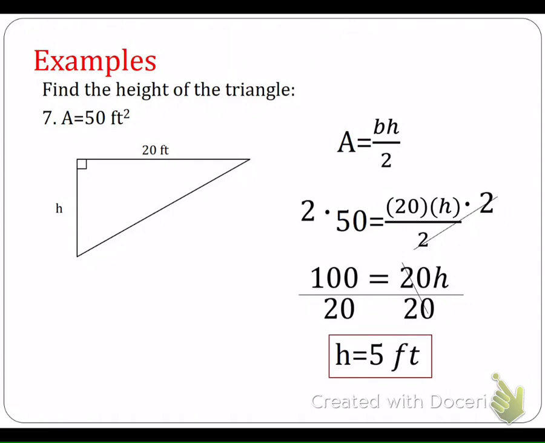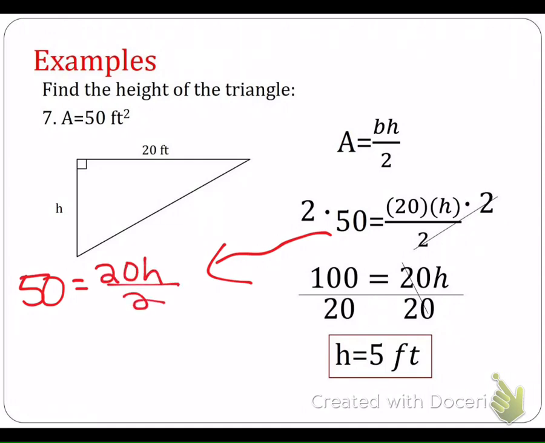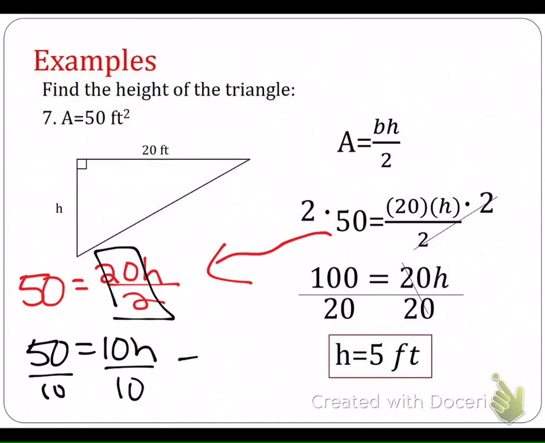Now, if from here you wanted to do it a little bit differently, we were talking earlier about how you could multiply one of the dimensions by a half and then just multiply it by the other one. You could still do that here. If you just wanted to do this part, you could have 50 equals 10h. And do you see how you still get the h is 5? I don't really care how you solve it. As long as what you're doing is mathematically correct and you're getting the right answer, either method is fine with me.